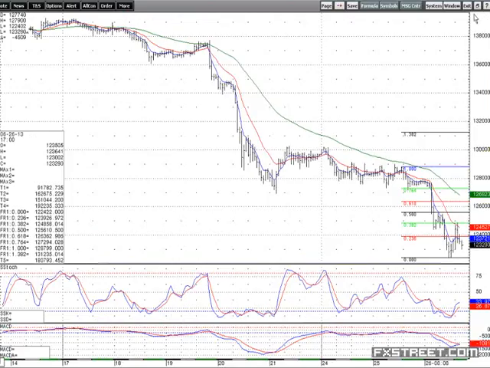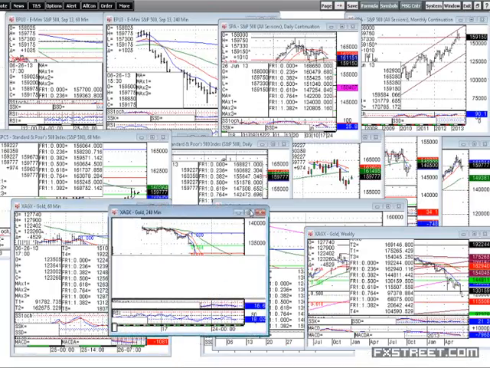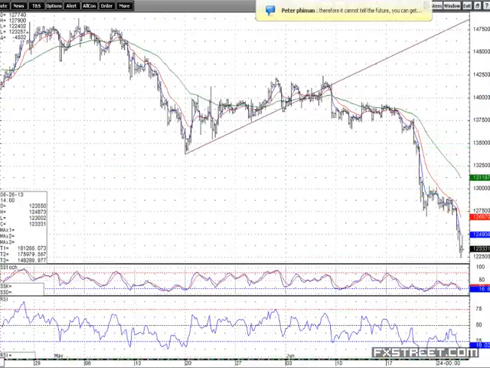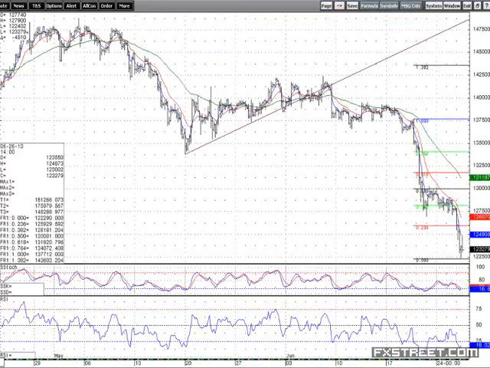Now, we've done that on a 60-minute chart, so now we'll have a look at a 240-minute chart on gold, because gold is obviously a bit flavour of the month at the moment. We'll put some more retracements on there.